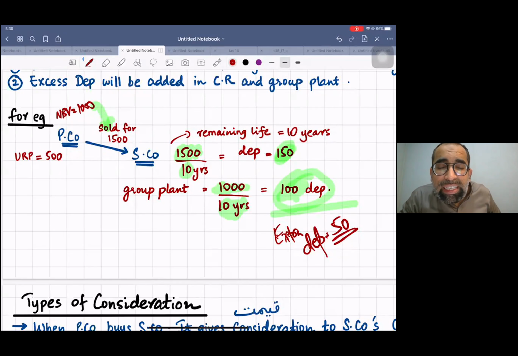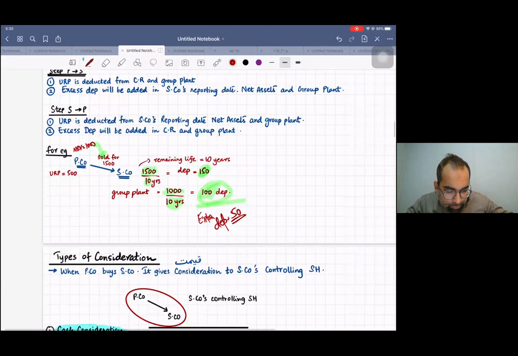I will add 50 in S company's post-acquisition retained earnings. And when I add 50 in S company's post-acquisition retained earnings, automatically, or in other words, I should adjust S company's closing net assets. I should adjust S company's reporting date net assets with this extra depreciation. Okay, so now look at the first transaction.